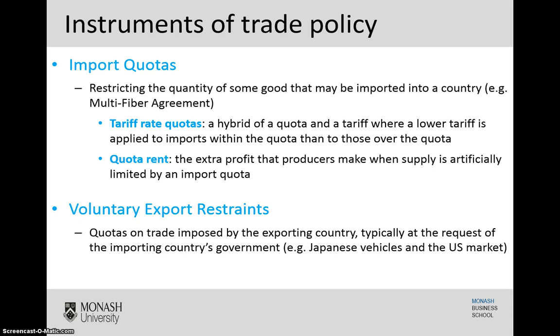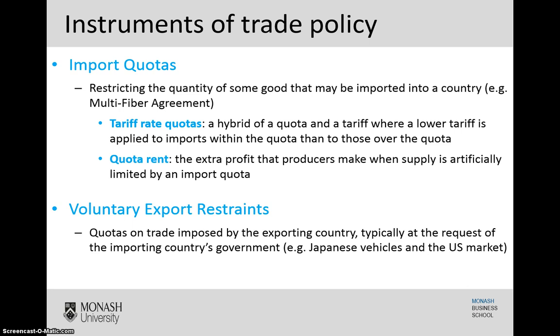The fourth type of instrument of trade policy we're going to look at here is voluntary export restraints. So these are also a limitation on the number of items which can be brought into a particular country. But unlike import quotas, which are set by the government of the nation where the products are being imported into, this restriction is imposed by the exporting country, and it's usually at the request of the importing country's government.